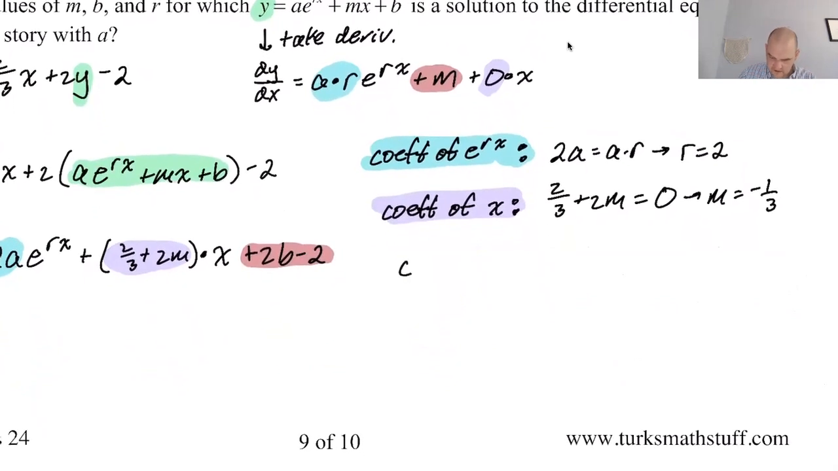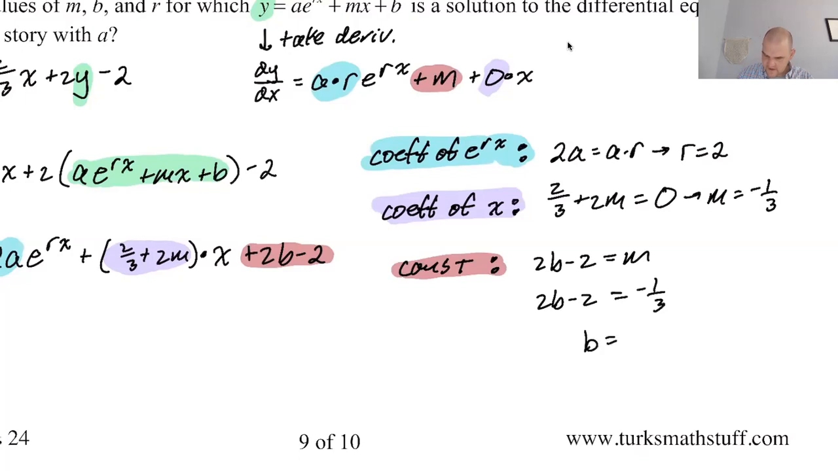So the constants give us our last equation. So the constants use this ugly color. I shouldn't be so mean about the colors, but you know, it's ugly. 2b minus 2 is equal to m. So 2b minus 2 is negative 1/3. So b is, we get 5/3 divided by 2, we get 5/6. We got the same values for m and b as we got before.